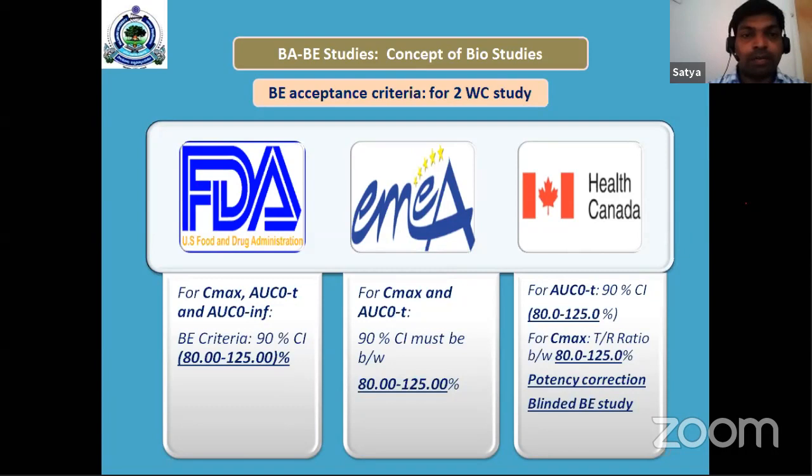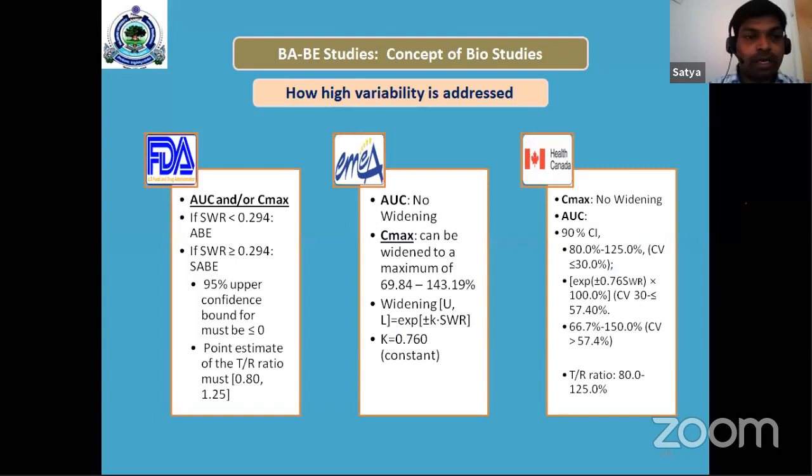And I mentioned highly variable drugs, where regulatory differences are there. If variability is less than 30%, then US FDA says go for this 90% criteria. If it is greater than 30%, then go for two approaches. One is the 95% upper confidence bound, which should be less than or equal to zero. And the other one is that the point estimate should be 80 to 125.